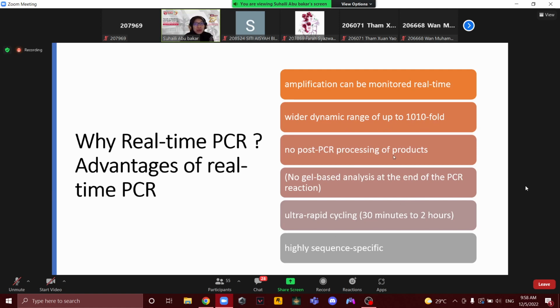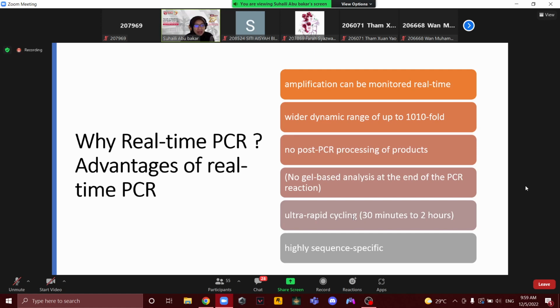No post-PCR processing of the product. So when you put your PCR tube in this machine, leave it there. You don't have to prepare the gel anymore because you can see the graph on the computer monitor. So no post-PCR processing of product. That's a good thing. No gel-based analysis at the end of the PCR reaction. And then ultra-rapid cycling. Within 30 minutes to 2 hours, we can get the results.